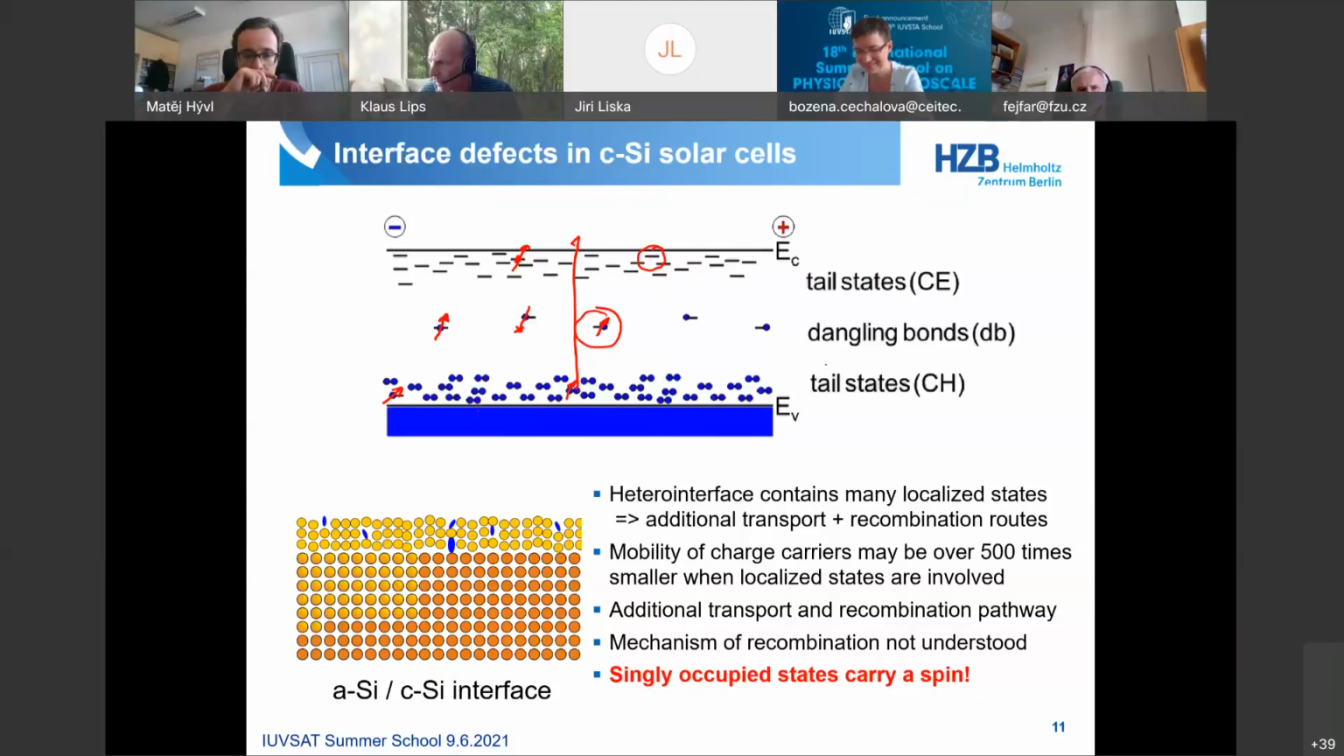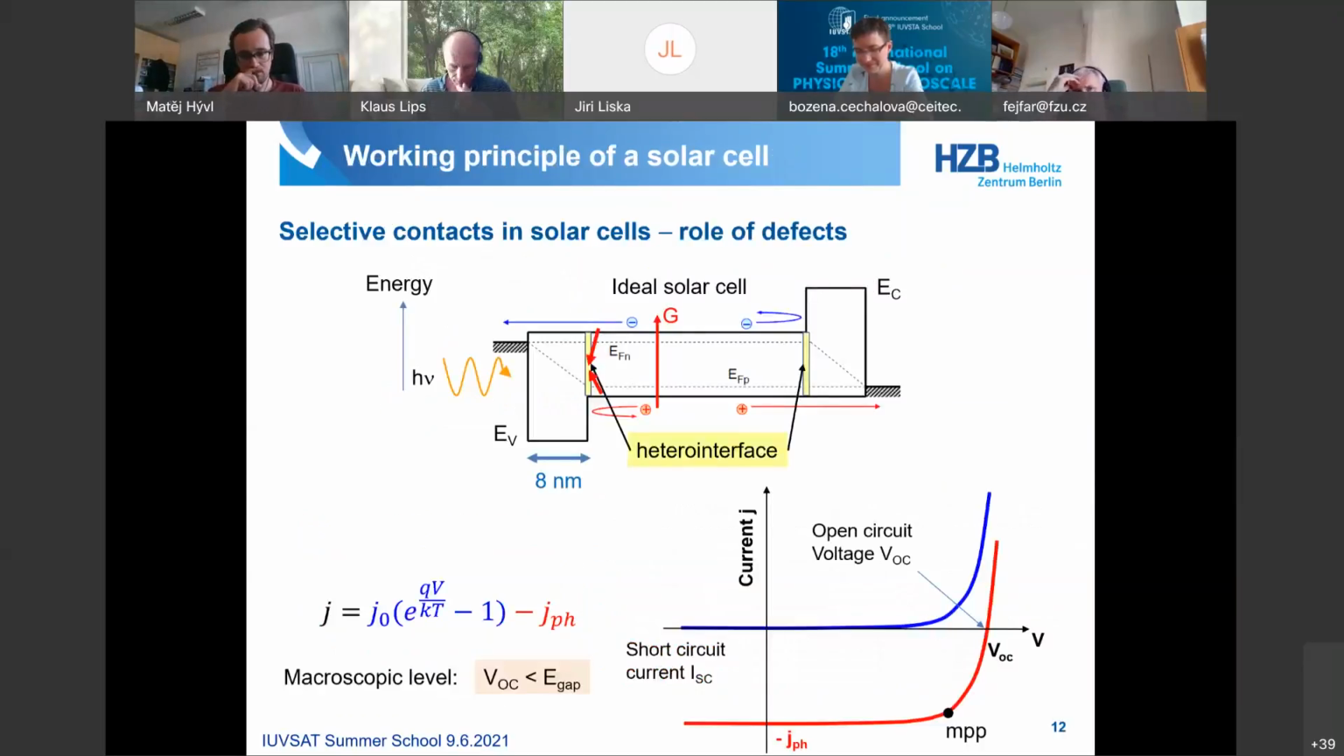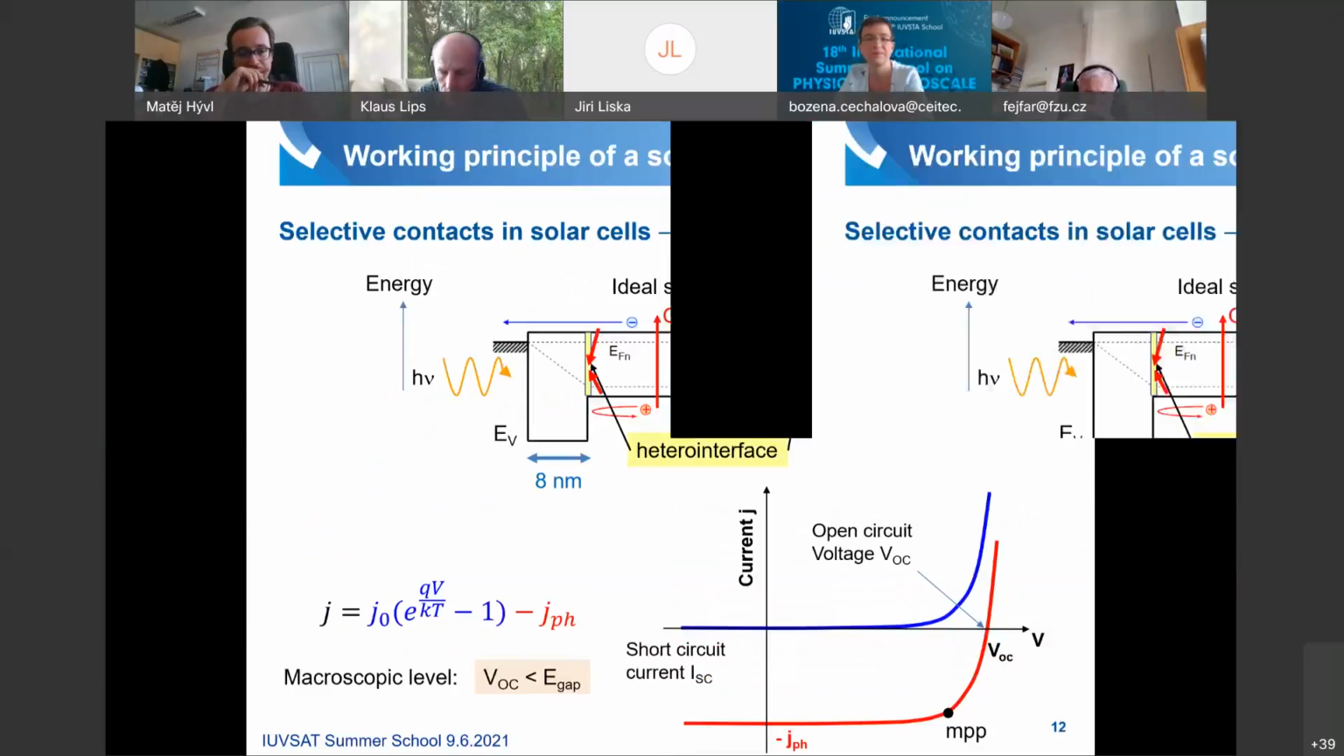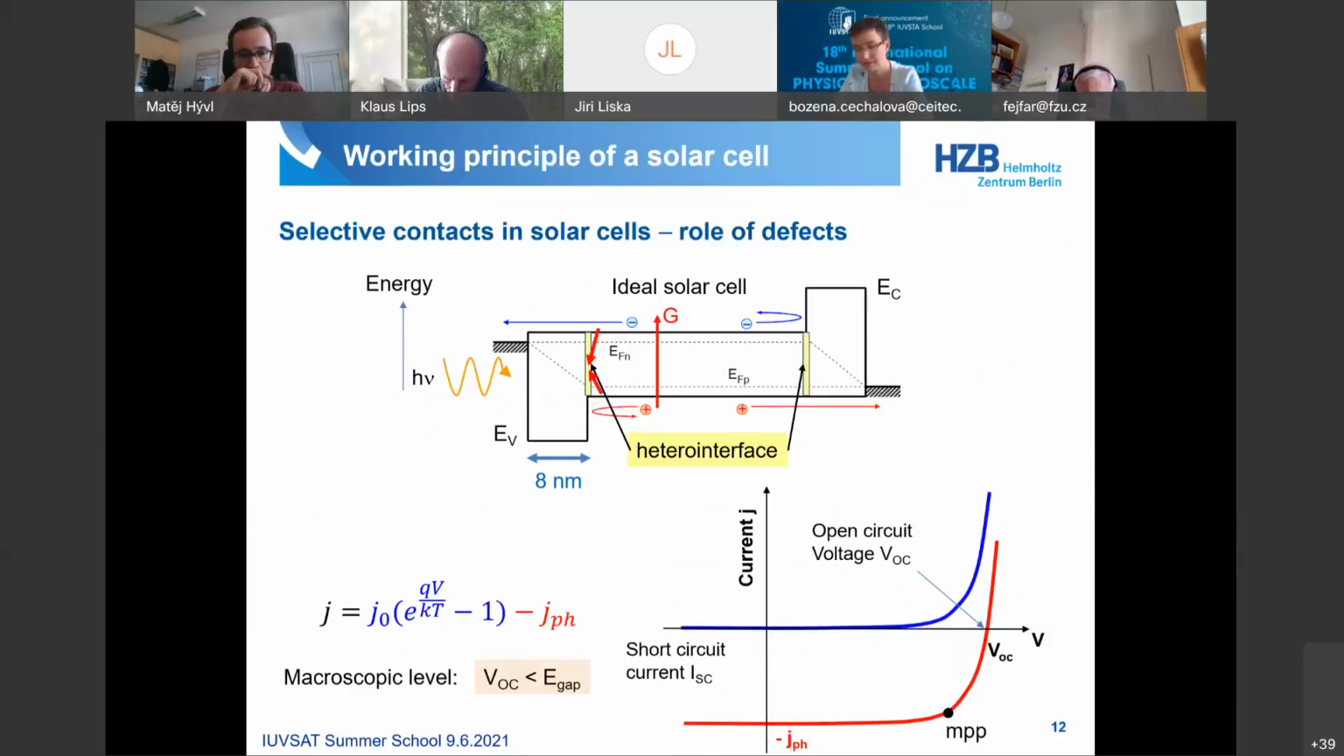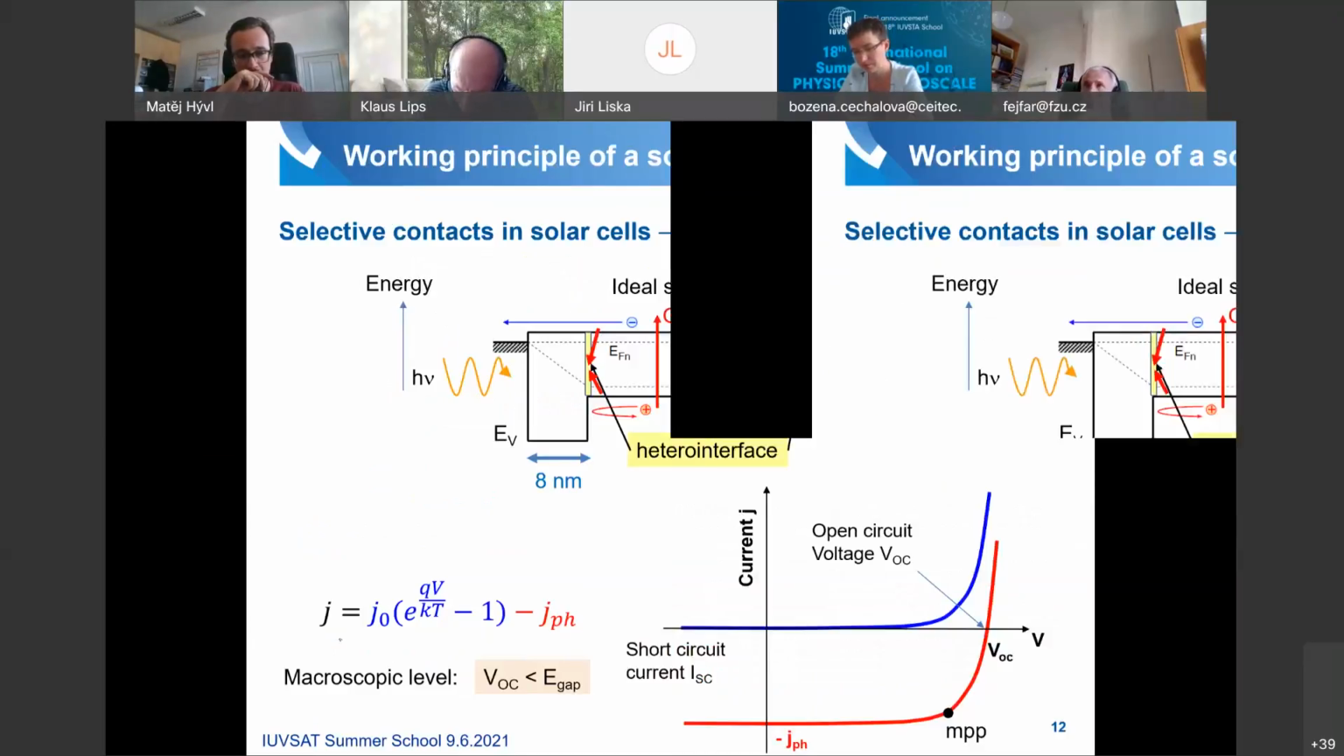Okay, now let's look at what these defects will do at such an interface. Let's assume we have these defects, and they will affect the solar cell current. And the solar cell current we can easily calculate. It's a p-n junction type solar cell.